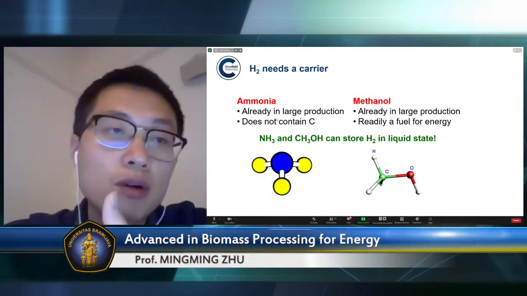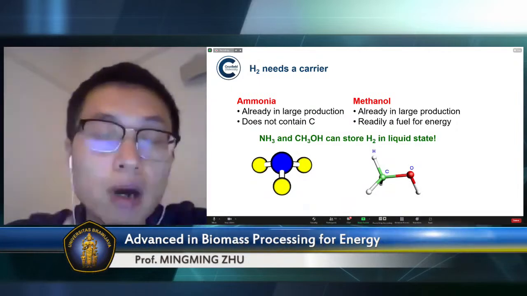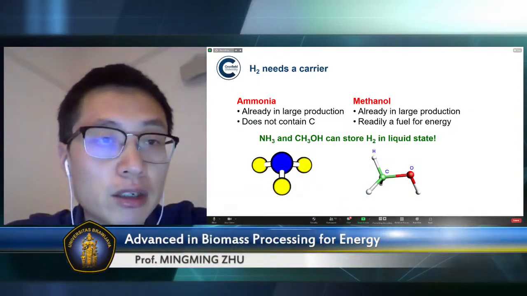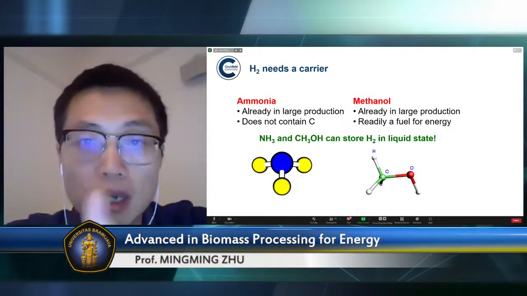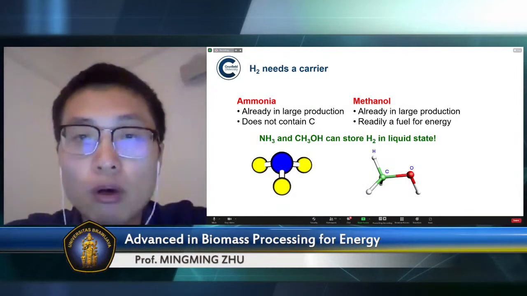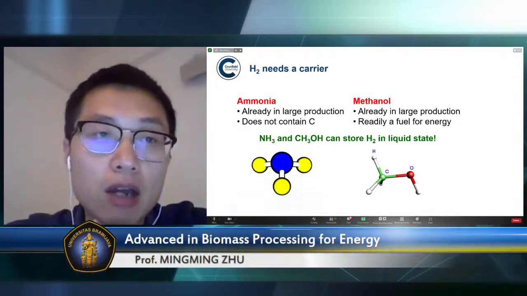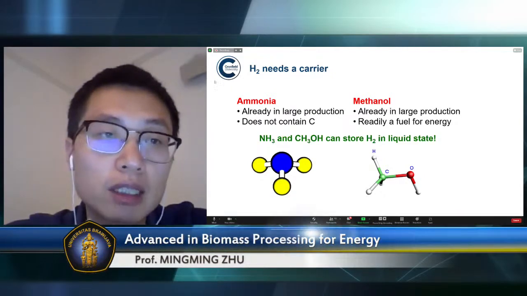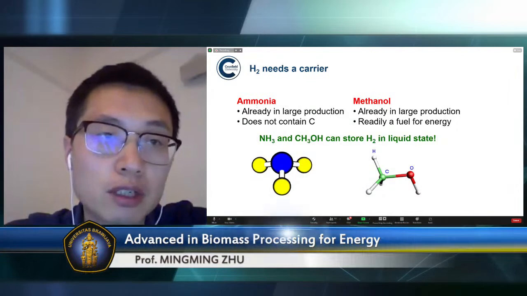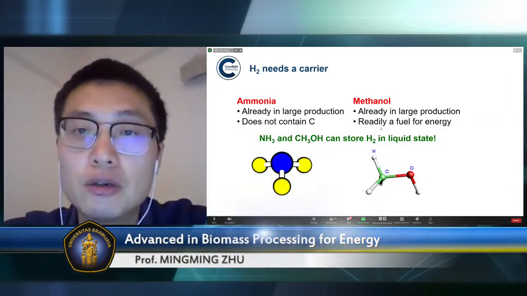For example, ammonia, you simply compress ammonia to like 9 bar at atmospheric temperature, and it will be a liquid. Methanol is already liquid anyway. So it's very easy to store and transport, and they have a relatively high hydrogen concentration. Ammonia has like 17.6 hydrogen weight percentage, and methanol is a little bit lower, but still reasonably high.